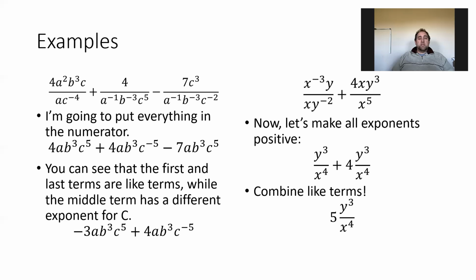For the second one, you have 4 over a to the negative 1, b to the negative 3, c to the 5th. So let's move all of those variables to the numerator. There are no variables in the numerator now, so we don't have to combine or simplify anything. Just swap the signs on all of the exponents. So you get 4ab cubed times c to the negative 5th. And then minus, remember to keep that minus there. Don't forget the minus sign between the terms. If you forget the minus sign, you're going to get it wrong.